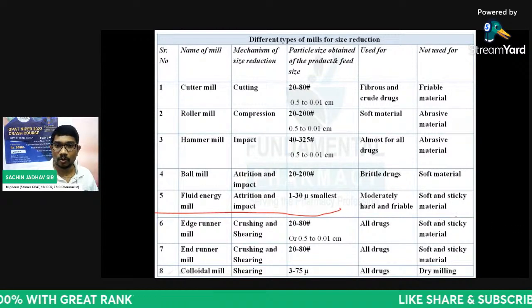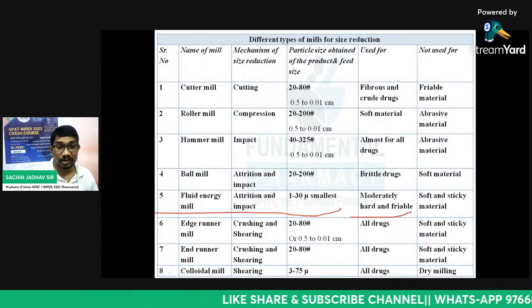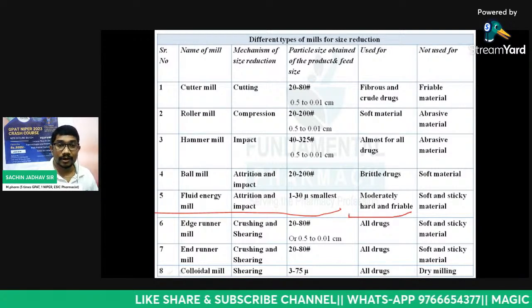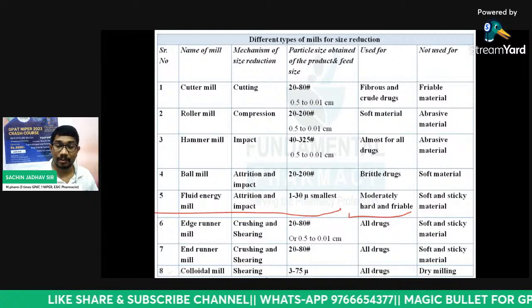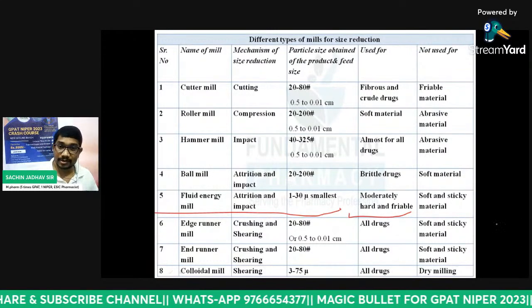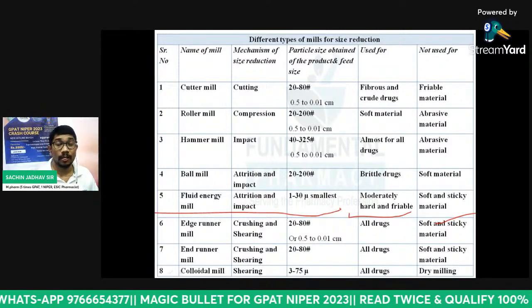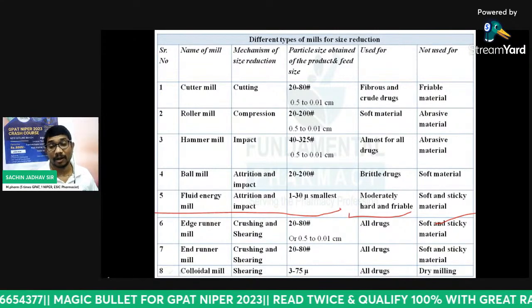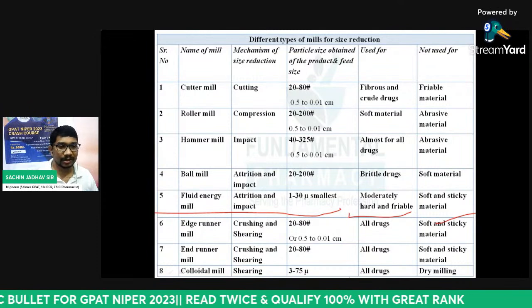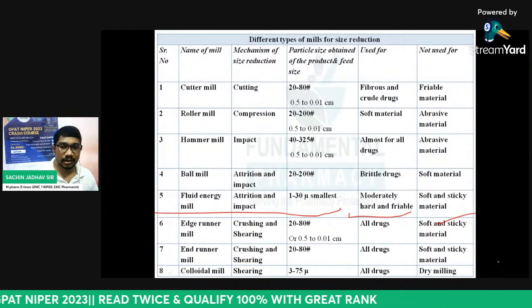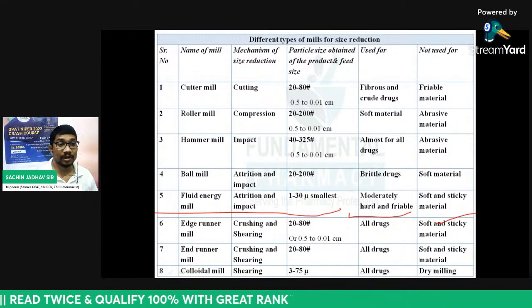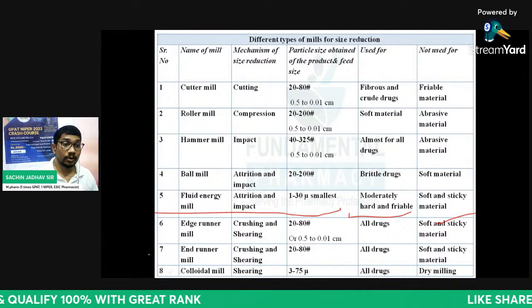फ्री में आपको पढ़ रहा हूँ बॉस, इतना इजी नहीं है. 2 घंटा में चिल्लाने वाला हूँ, इतना इजी नहीं है. ठीक है. तो इट इज यूज्ड फॉर मॉडरेटली हार्ड एंड फ्राइबल मटेरियल, नॉट यूज्ड फॉर सॉफ्ट एंड स्टिकी मटेरियल. ठीक है. आपको आज ही नहीं पूरा साल पढ़ना है. आपको पूरा साल मैं ऐसे ही फ्री में पढ़ाने वाला हूँ, क्योंकि मेरा दिमाग खराब हो चुका है. दिमाग खराब हो गया, पूरा साल फ्री में पढ़ाना है.